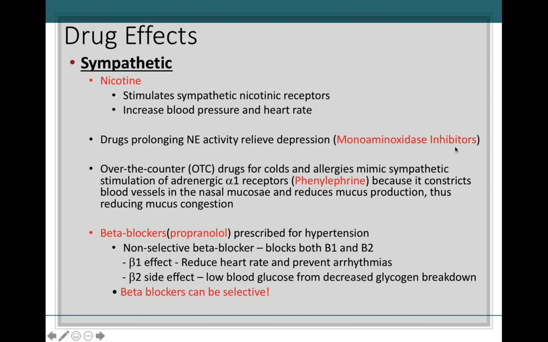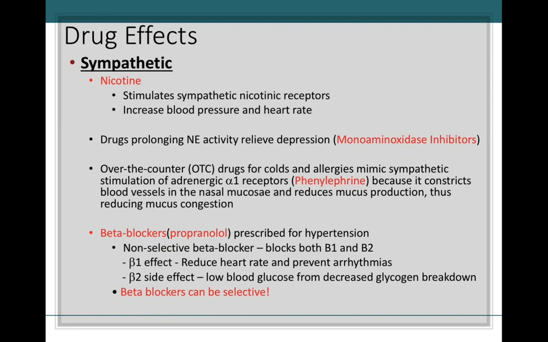Another group of drugs that we see affecting the sympathetic nervous system are a class of drugs known as monoamine oxidase inhibitors. Monoamine oxidase is an enzyme that breaks down norepinephrine in the synaptic cleft. So monoamine oxidase inhibitors can often be used to treat depression. Oftentimes with depression, we have decreased activity of norepinephrine in the synaptic cleft. Perhaps norepinephrine is being removed too readily, or we don't have as much of a norepinephrine release. So by targeting the enzyme that breaks down norepinephrine, we can prolong the activity of norepinephrine inside the synaptic cleft.